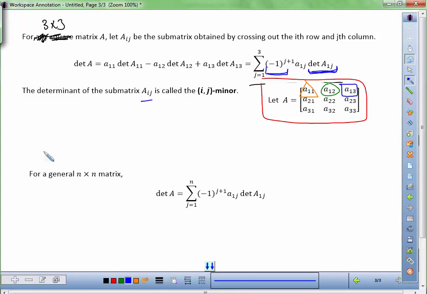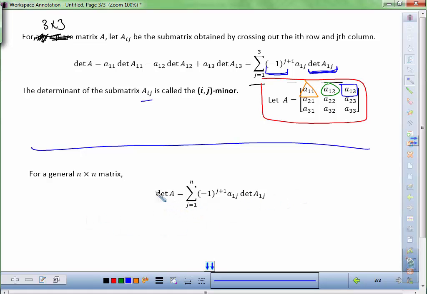So now that we've established the formula for a 3 by 3, we can generalize to an n by n. And this is the formula for finding the determinant of an n by n matrix by expanding over the first row.